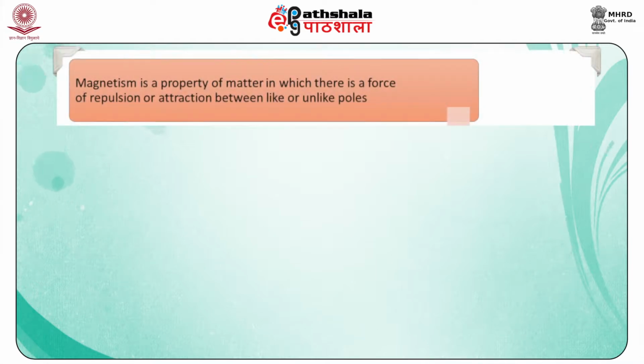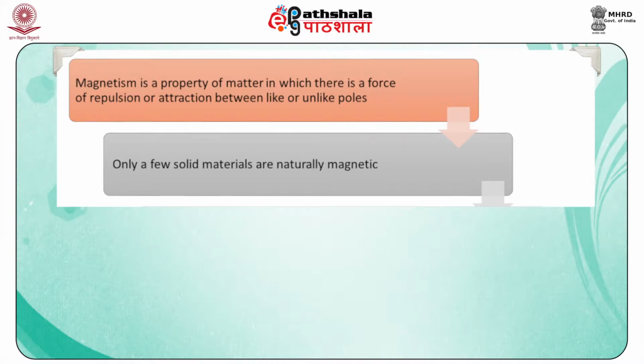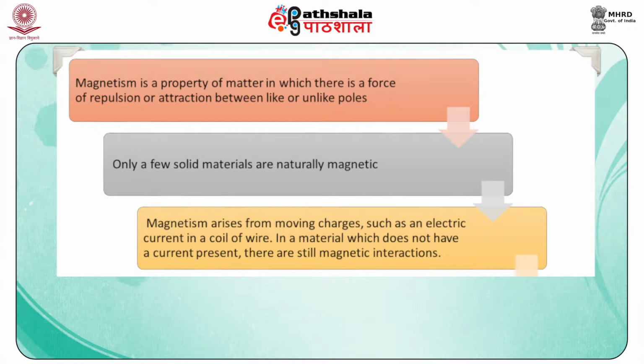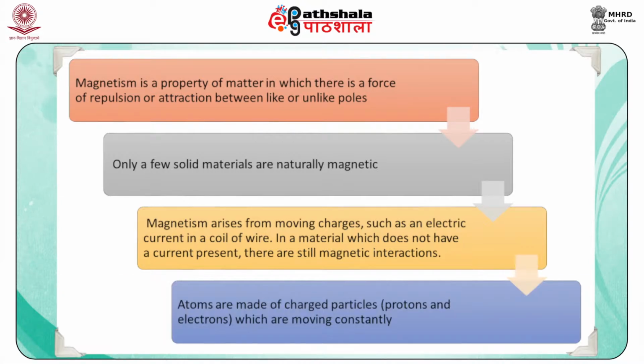Magnetism is a property of matter in which there is a force of repulsion or attraction between like or unlike poles. Only a few solid materials are naturally magnetic. Magnetism arises from moving charges such as an electric current in a coil of wire. In a material which does not have a current present, there are still magnetic interactions. Atoms are made of charged particles which are moving constantly.